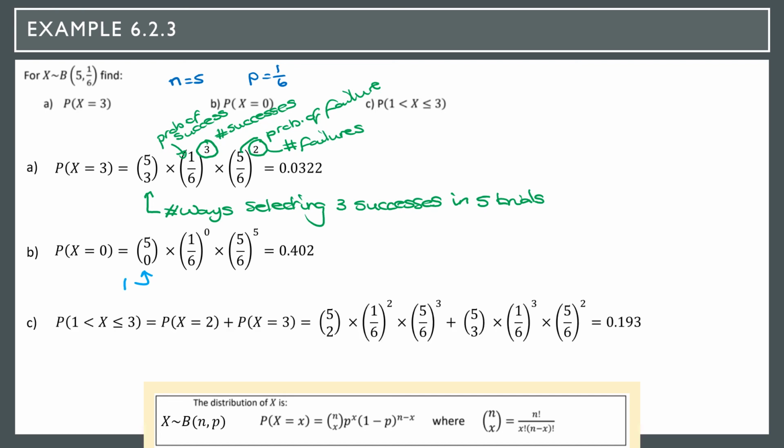Moving on to part C then, we want to find the probability that x is greater than 1 but less than or equal to 3. So there are 2 possible values of x satisfying this condition, and that's when x equals 2 and when x is equal to 3. So we need to find the probabilities for both and add them together. When you do that, you should get a final answer of 0.193.